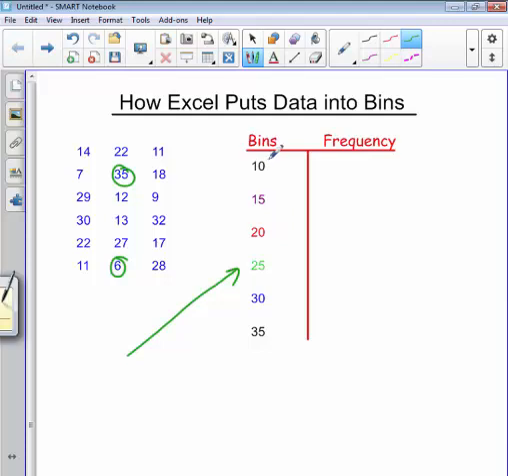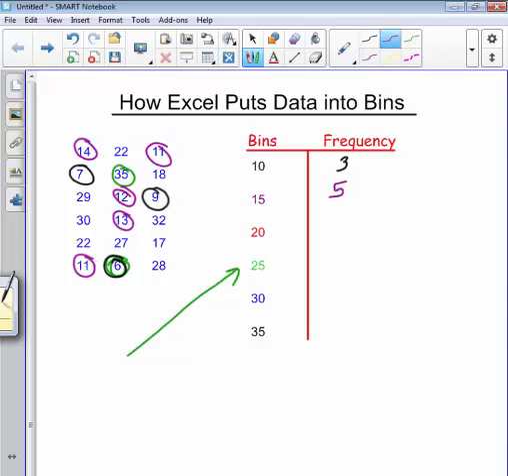For bin 10, we want to look at values that are 10 or below. So that's going to be our 6, that's going to be our 7, and our 9. For bin 10, the frequency is 3. We'll hop over to bin 15. That's going to be everything that's greater than 10, but less than or equal to 15. We have an 11 down here, a 13, a 12, another 11, and a 14. That's going to give us 5 data pieces.